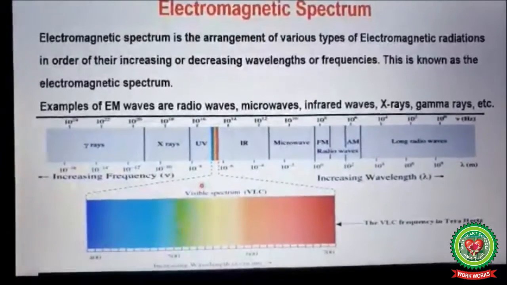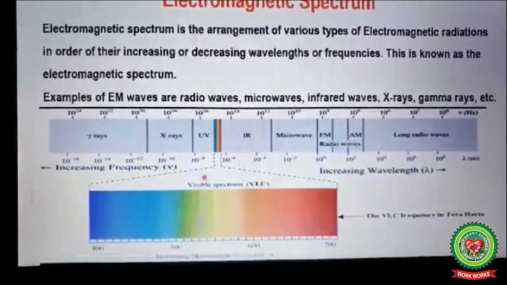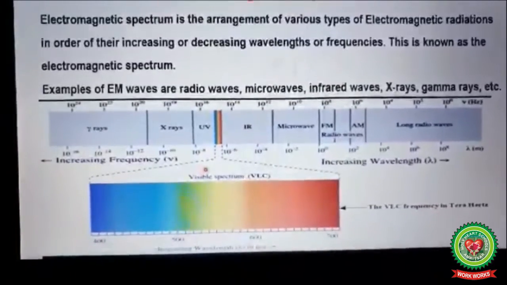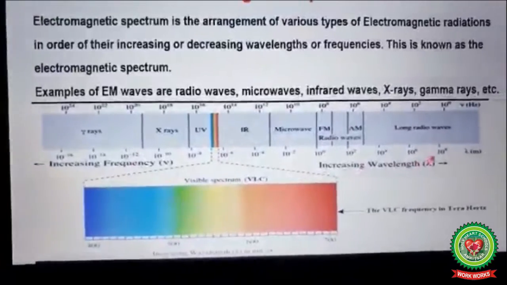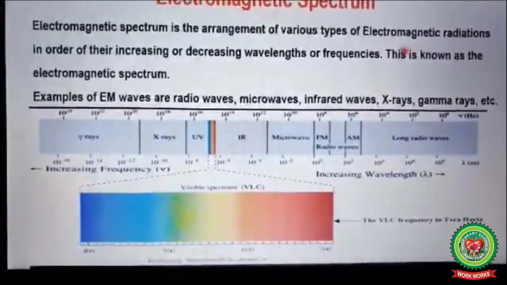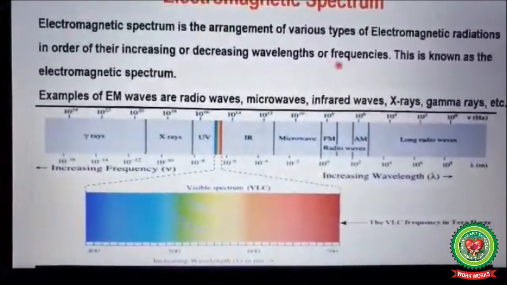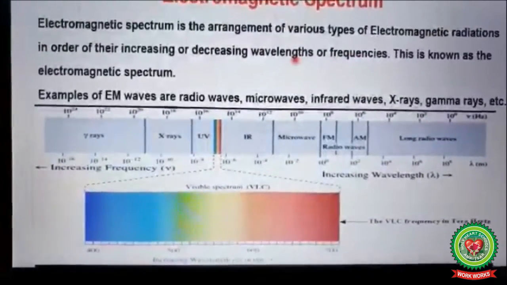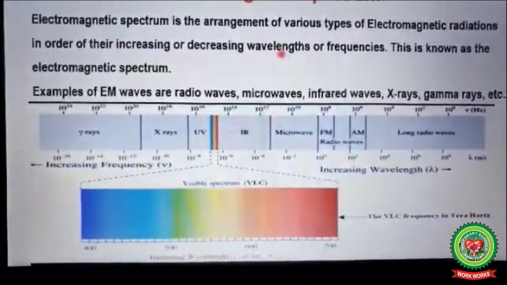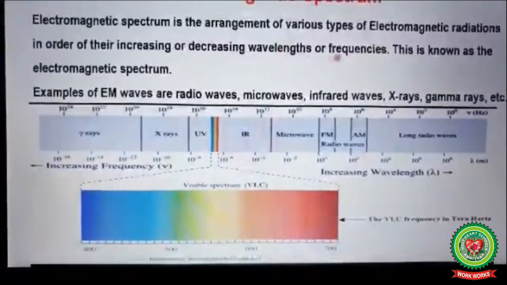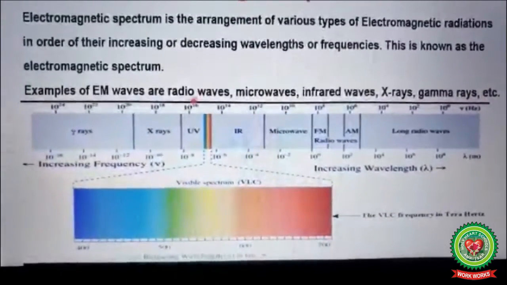Electromagnetic spectrum is the arrangement of various types of electromagnetic radiations in order of their increasing or decreasing wavelengths or frequencies. Basically, electromagnetic radiation consists of many other radiations which have different frequencies and wavelengths. If something has more frequency, it will have shorter wavelength. So high energy, low wavelength, they are inversely proportional to each other. Wavelength and frequency are inversely proportional to each other. Wavelength and energy are also inversely proportional to each other.